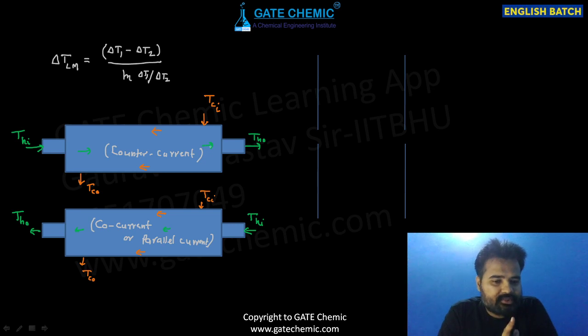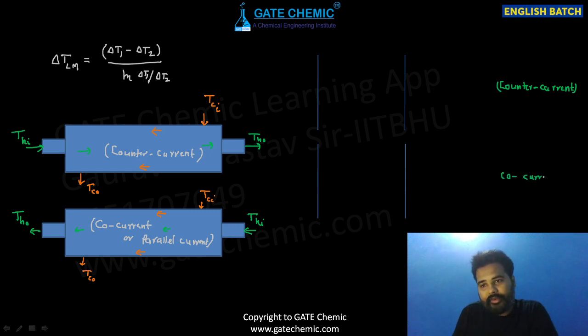Now see the first diagram here. Suppose this is for counter current, this is for counter current, and the lower one is for co-current.